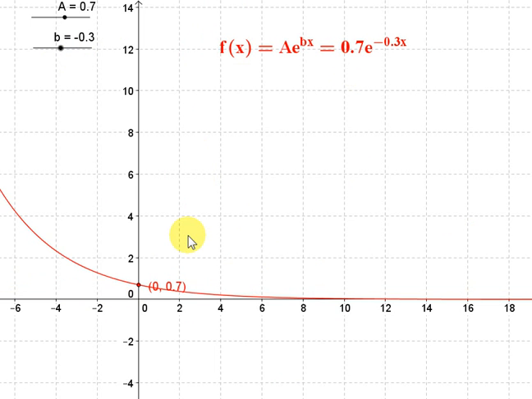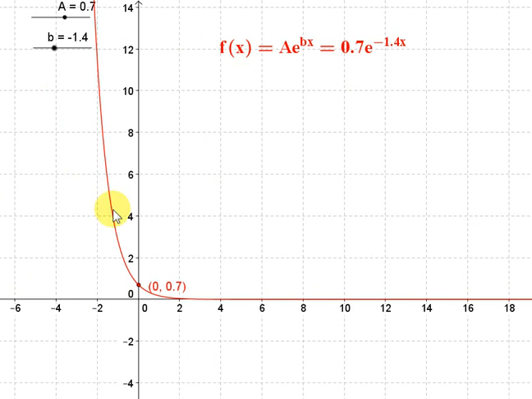Now, see what happens when b is negative. As I explained in the previous video, the orientation of the graph changes. The graph is a decreasing function of x. So as x gets larger and larger, as x tends towards plus infinity, f of x is approaching 0. So the graph is approaching 0, just like you saw in the previous video.